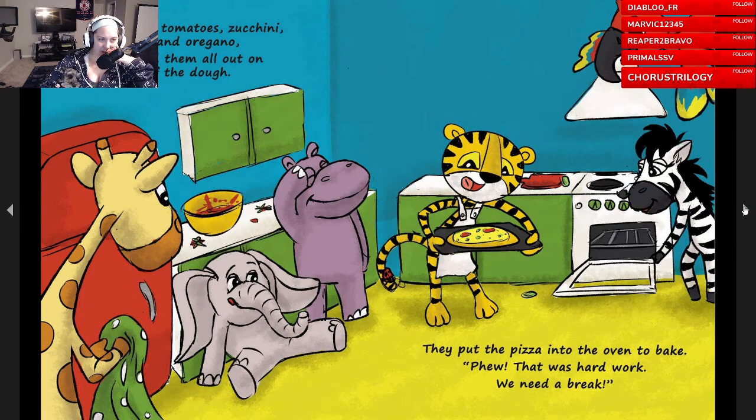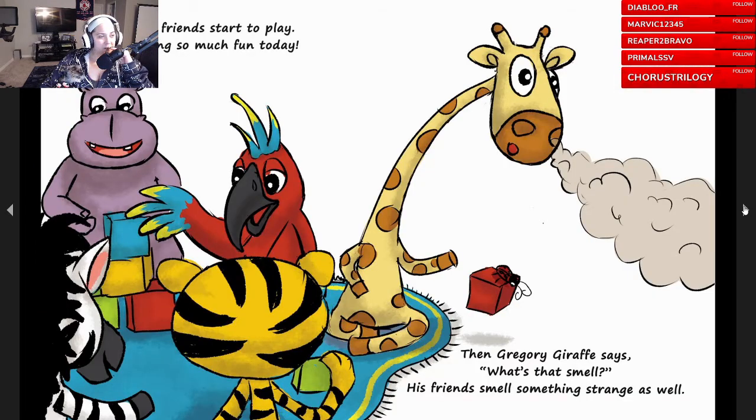They take the tomatoes, zucchini, cheese, and oregano and spread them all out on top of the dough. They put the pizza in the oven to bake. "Whew, that was hard work. We need a break." "Yeah." LULU and her friends start to play. They are having so much fun today. Then Jeffrey Giraffe says, "What's that smell?" His friends smell something strange as well.